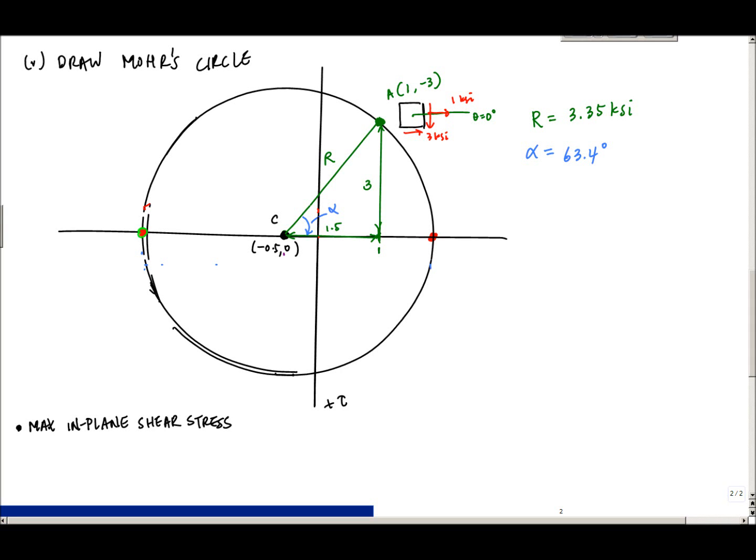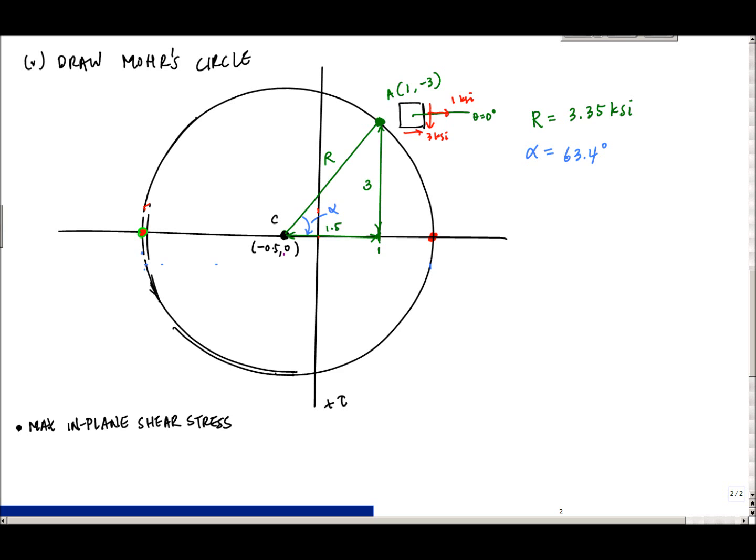Okay, so now we're here. All right, so I redrew Mohr's circle. I erased some of the stuff that I had done previously in the principal stress state, and I just started with what we need. Here I have, again, a point A. I have the radius calculated here: R equals 3.35 KSI from the previous part. And alpha, this angle here, was 63.4 degrees, all calculated previously in that part 2 video.